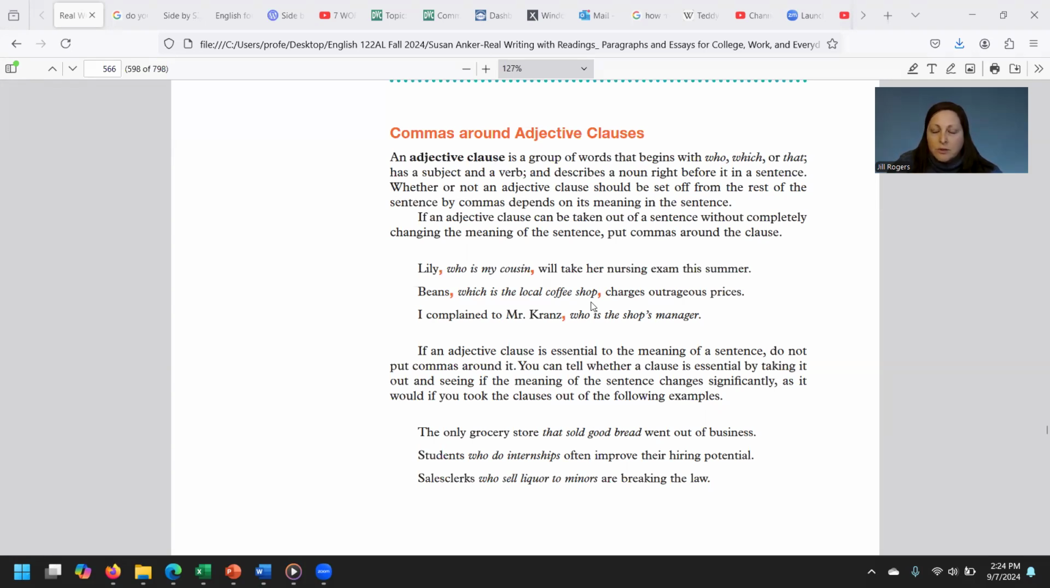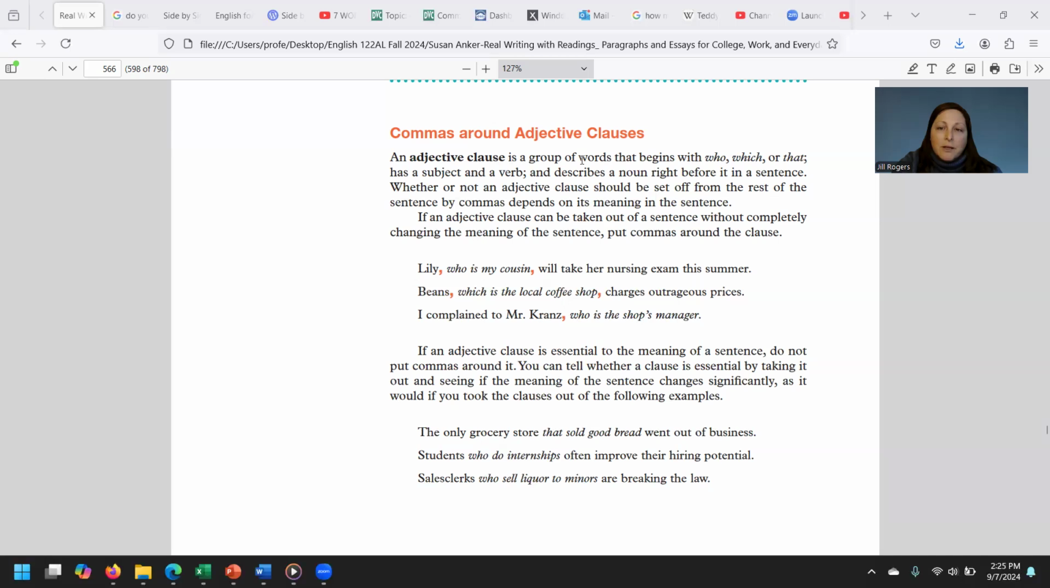But I think this book does a good job of giving examples, and then students with all the exercises understand. It's a little more complicated than other things because you have to think about the meaning of a sentence, okay? So let's take a look. An adjective clause is a group of words that begins with these specific words: who, which, or that, okay? That is nice because you never put commas with that. Who and which are another story. Who and which might need commas or sometimes they don't need commas, okay?